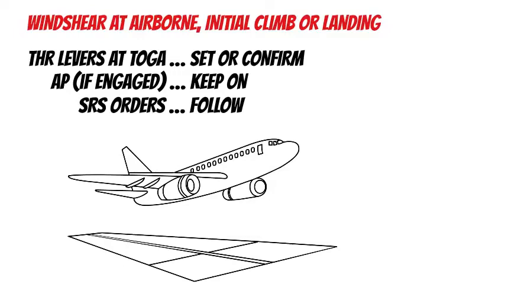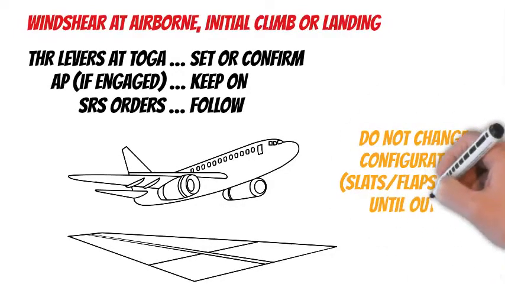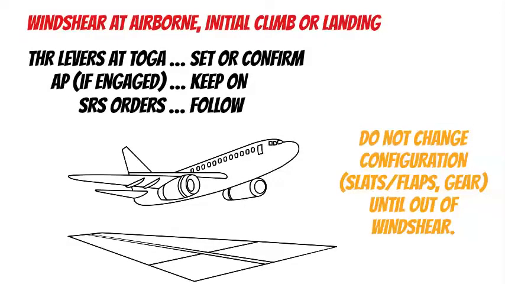Autopilot disengages if the angle of attack value goes above alpha protection. If the FD bars are not displayed, move toward an initial pitch attitude of 17.5 degrees. Then, if necessary, to prevent a loss in altitude, increase the pitch attitude. Do not change configuration, slats, flaps, gear, until out of wind shear. Closely monitor flight path and speed. Recover smoothly to normal climb out of wind shear.